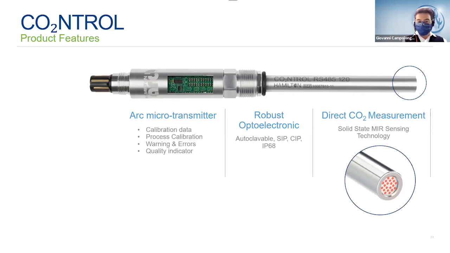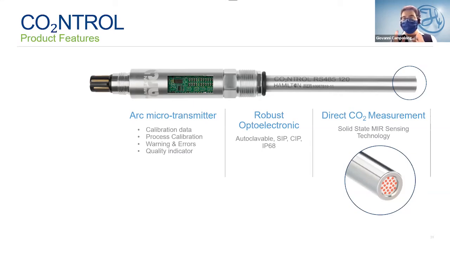Last but not least, if you know Hamilton, you know that we have been the pioneer of the microtransmitter technology, or as we call it, ARC technology. The sensor is digital. That means that it embeds the ARC technology, the embedded ARC microtransmitter. You don't need an external transmitter to operate it. Your digital signal can go directly from the sensor to the process operating system of the PLC of your bioreactor, which means that you don't have any problem like with any other analog signal.